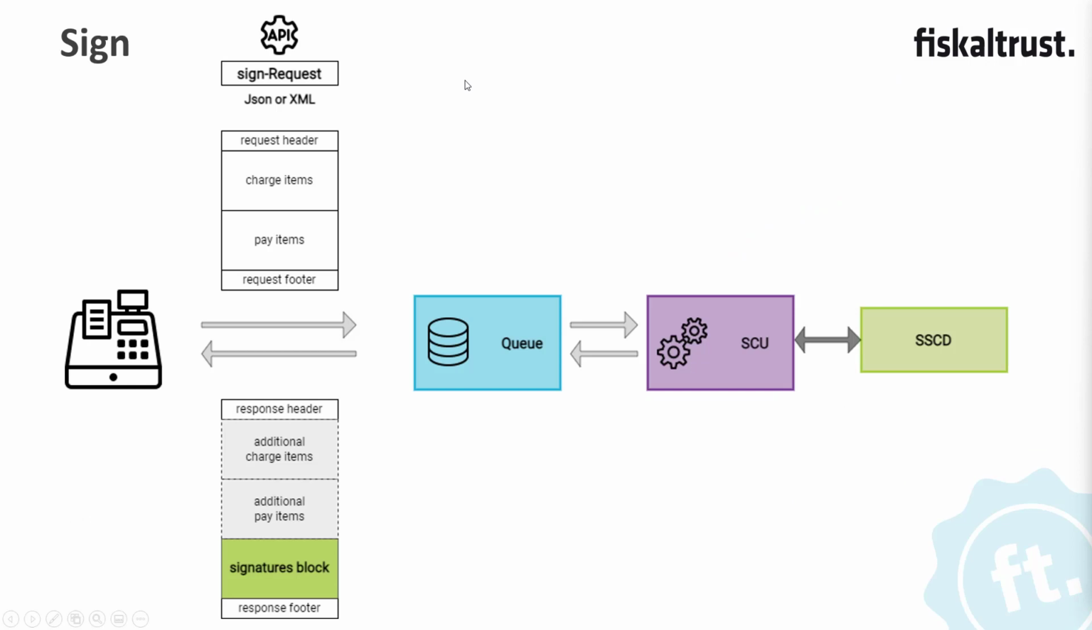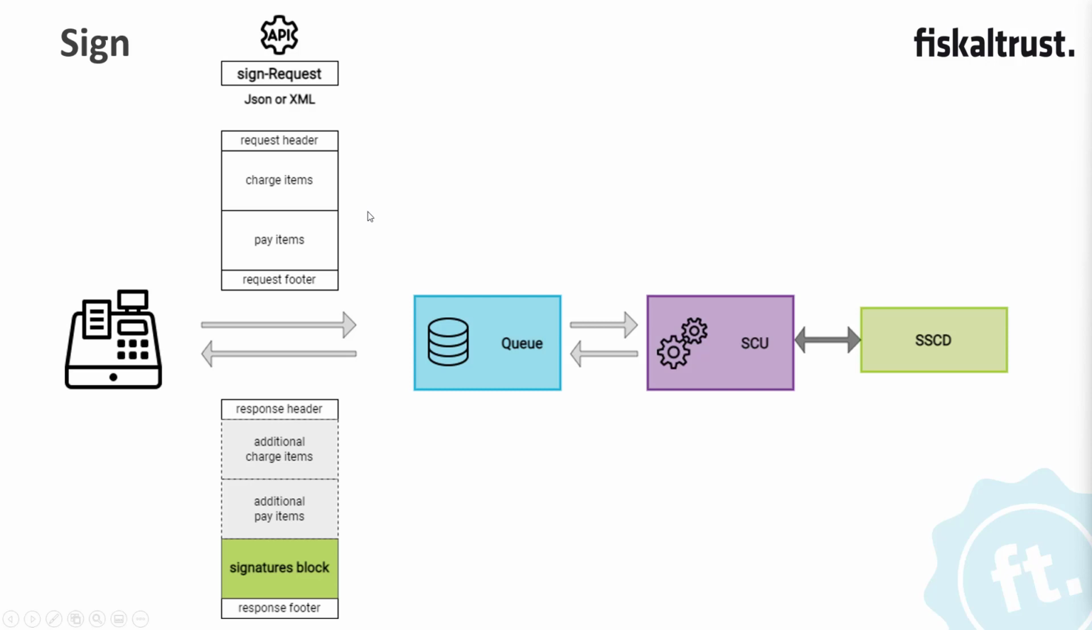When you call the sign method, you need to pass a sign request, or a receipt request, as it's often called in our documentation. This receipt request contains a header with mandatory information, which will probably be static in your case, and also charge and pay items. Charge items contain the goods and services that are printed onto the receipt. So this could, for example, be three beers. The pay items, on the other hand, contain the information about how the goods and services were paid. This could, for example, be 12 euros in cash.